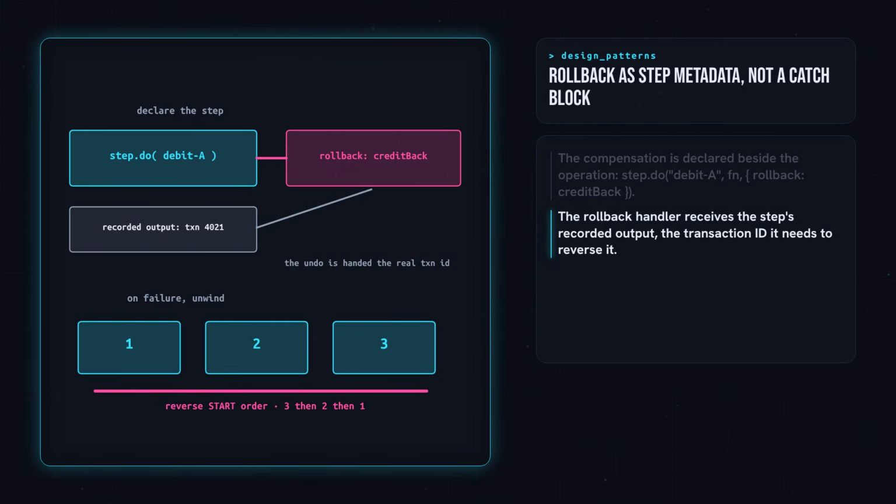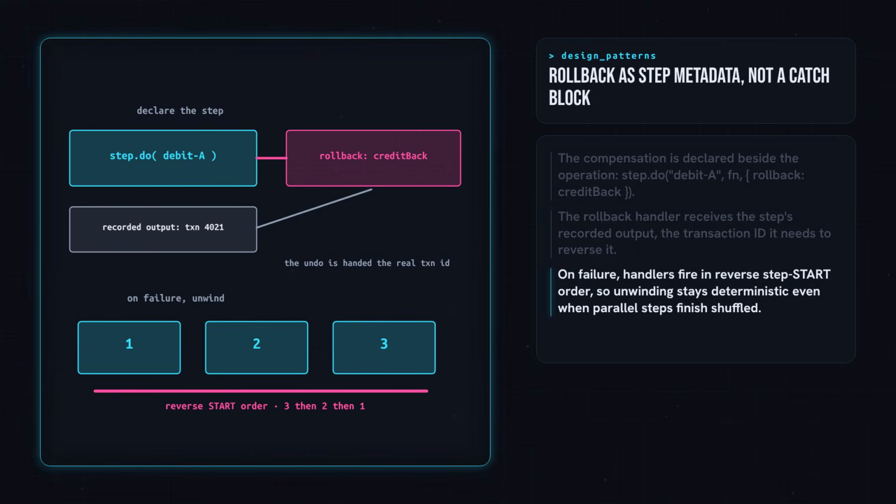First, the rollback handler receives the recorded output of its forward step. The compensation credits using the transaction ID the debit returned, pulled from the journal, not from fragile closure state. Second, they thought hard about ordering under parallelism. Steps can run concurrently, and completion order can differ from start order, so unwinding by reverse completion would make the rollback sequence non-deterministic, different on every failure. Workflows unwinds in reverse step start order, deterministic, reproducible, debuggable, no matter how the async steps settled.